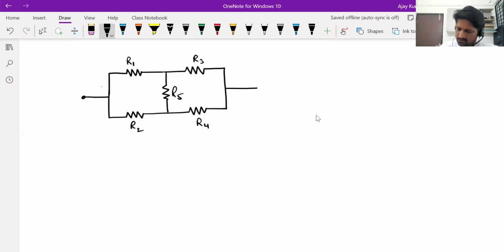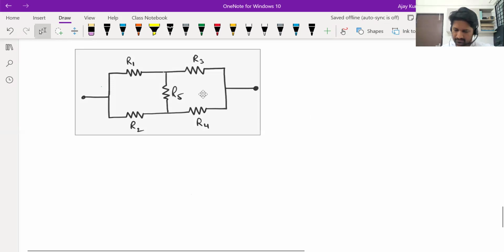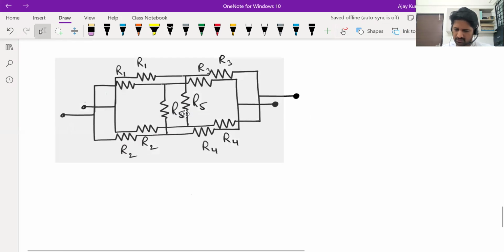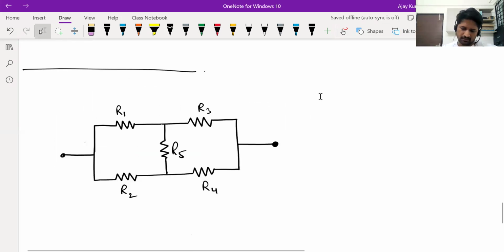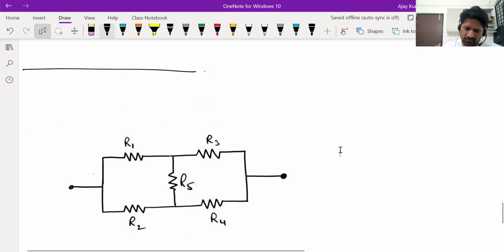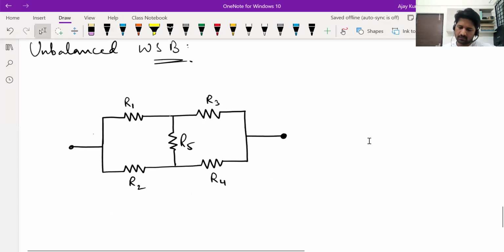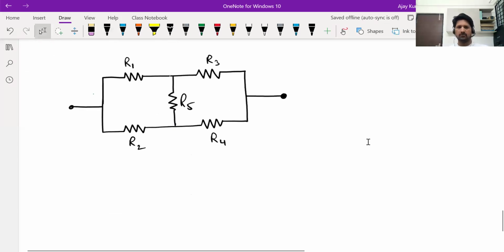First, you will check whether it is balanced or not. If it is balanced, you know what to do. Any idea what to do if it's not balanced? Some of you may have learnt already. Sir, Kirchhoff's voltage law. You will use KCL, KVL. So suppose the ratio R1 by R2 is not equal to R3 by R4. So you can't do any simplification.